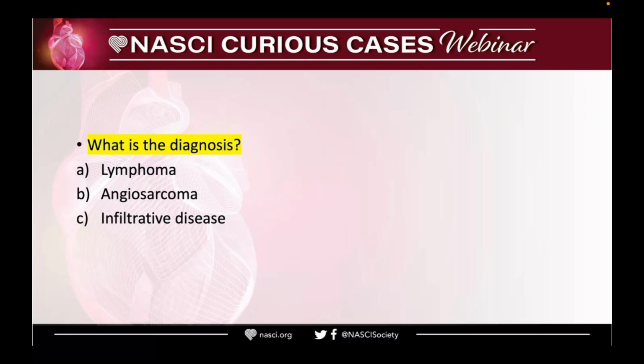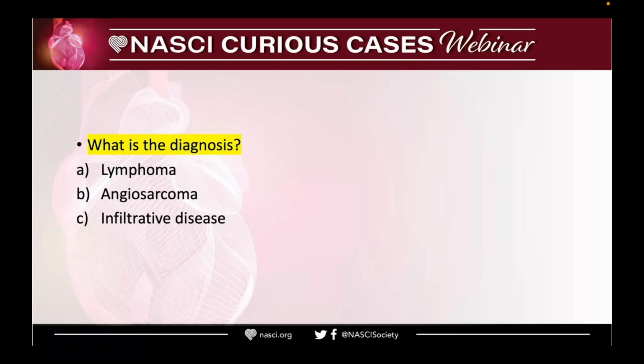I think infiltrative disease, as lymphoma and angiosarcoma usually involve the right side. Okay, that's a good thought. Also, angiosarcoma may extend more intracardiac rather than along the aorta. This is another thought. Lymphoma, usually the patient has some markers, some lymphadenopathy. So all these are good thoughts, and we will start to think, oh, if A and B are less likely, infiltrative disease. Like, is it an infiltrative disease process?